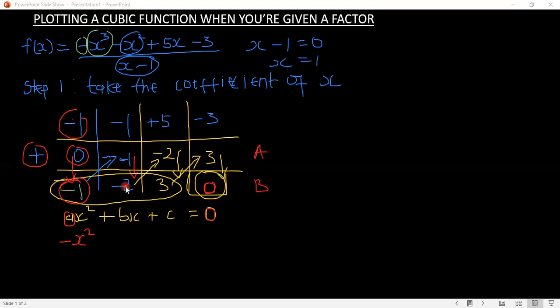Now let's go to b. b is going to be what? -2. The coefficient of x here is going to be -2. So it's going to be -2x. Then what about c? c is going to be +3. The constant is going to be plus 3. You close your brackets, is equal to 0. And guys, you must include your factor. So your factor here is what? It's x minus 1. So your factor is x minus 1.